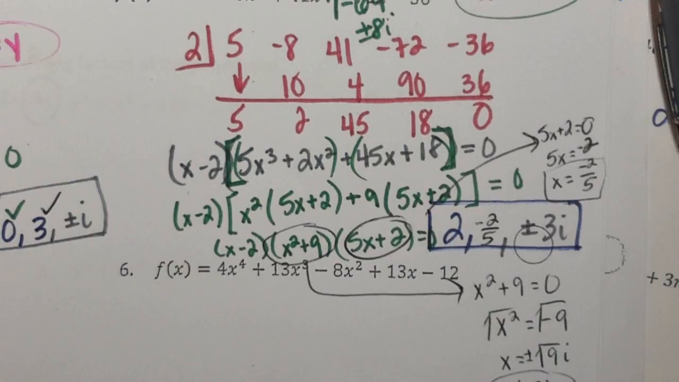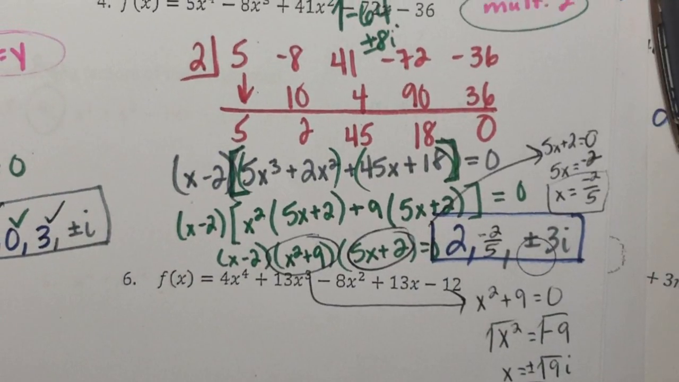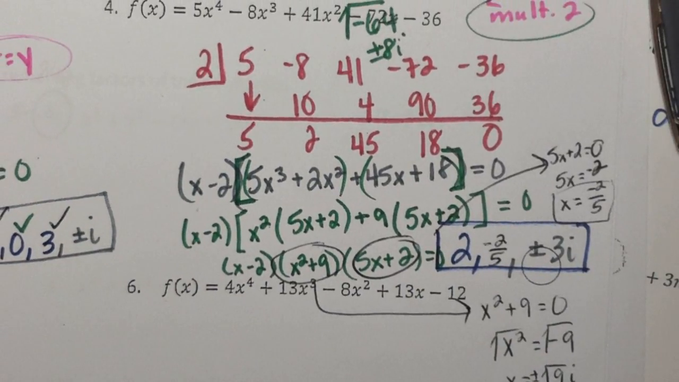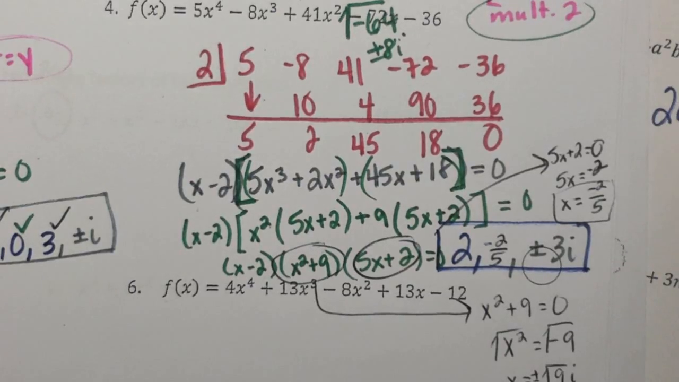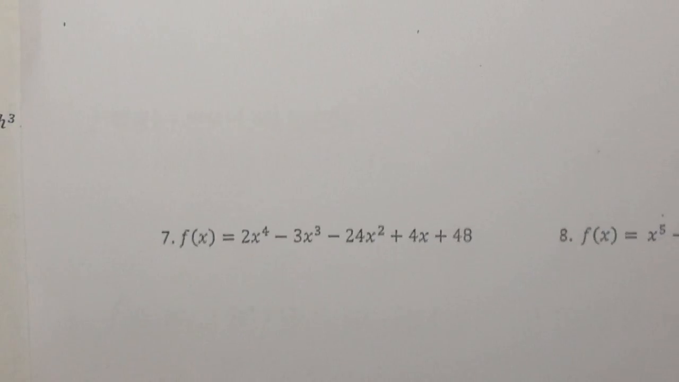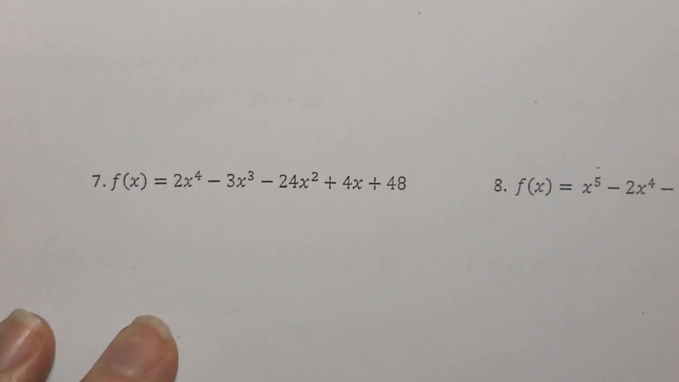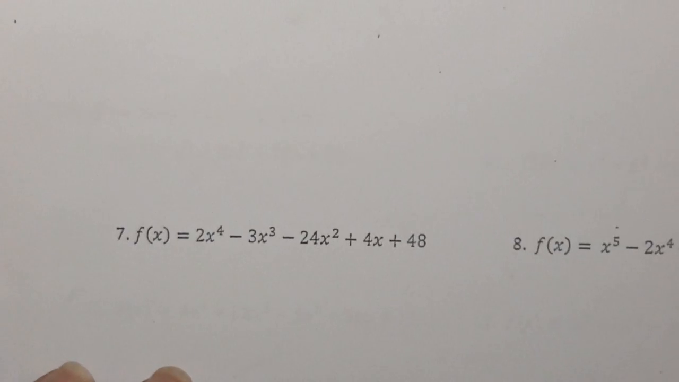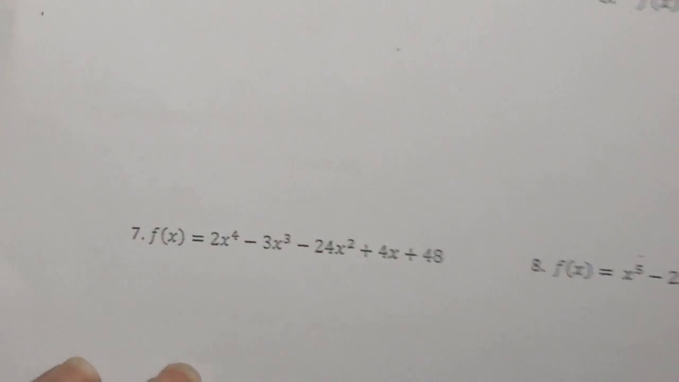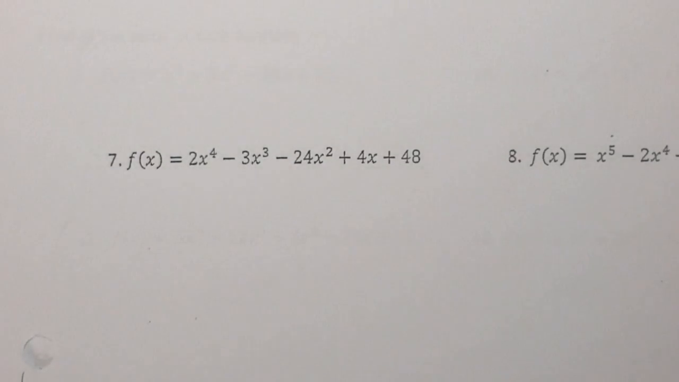Then let's go to number 7, and let's talk about it now. I'll do 7, and then we'll come back to one of the others. So again, it's degree 4, positive leading coefficient, so I'm thinking it's going to be a W. We'll see.